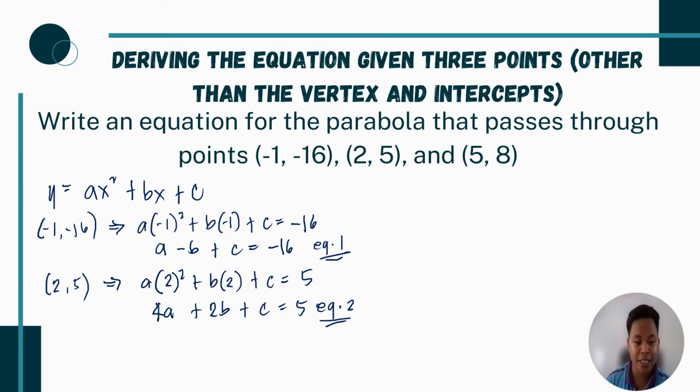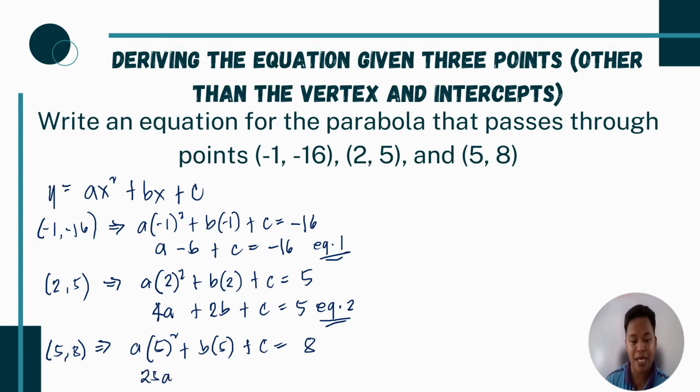And using the point (5, 8), we have a times 5 squared plus b times 5 plus c is equal to 8. In simplifying, 5 squared is 25. Then we have 25a plus 5b, since 5 times b is equal to 5b, plus c is equal to 8 as our equation 3.